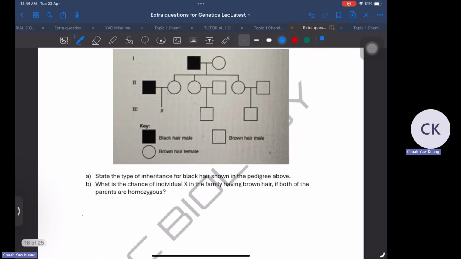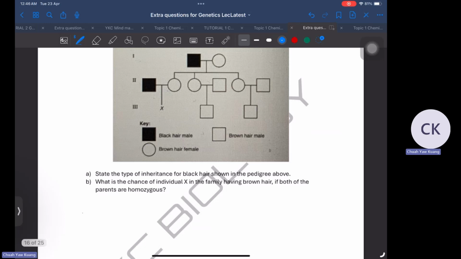If this is sex-linked, then for this generation one black hair male, because black hair is dominant, we put X capital B, and he is a male, so XY. So we can confirm the genotype of this parent. Then this female is a brown hair female, and brown hair is recessive, so that means both X would be recessive.